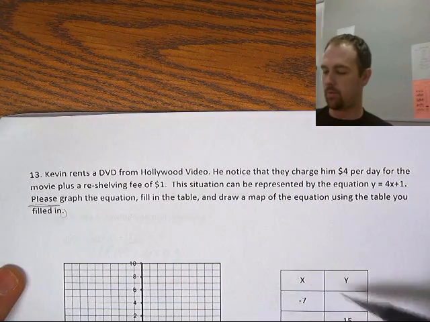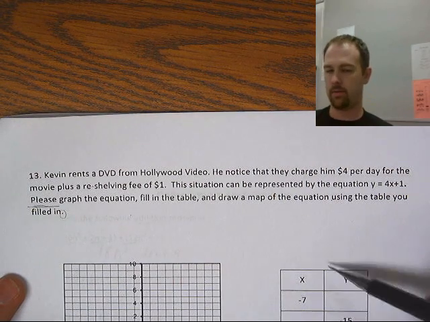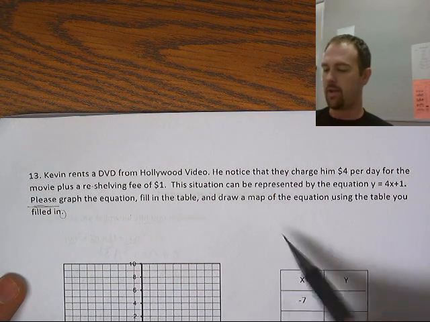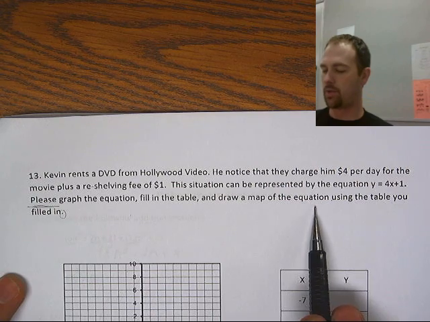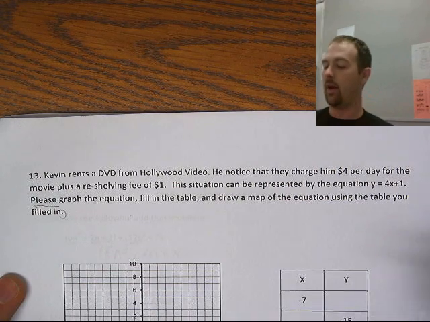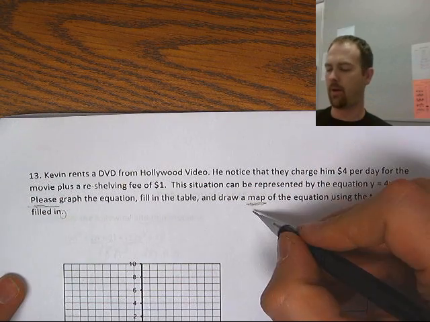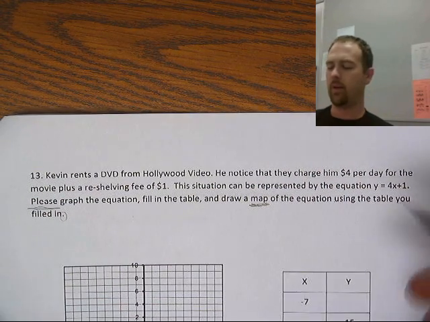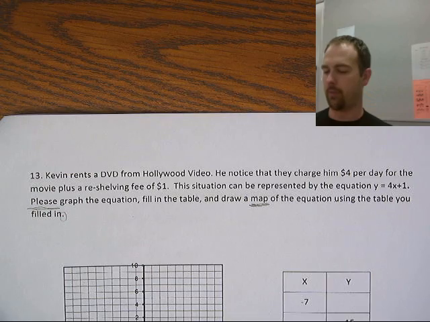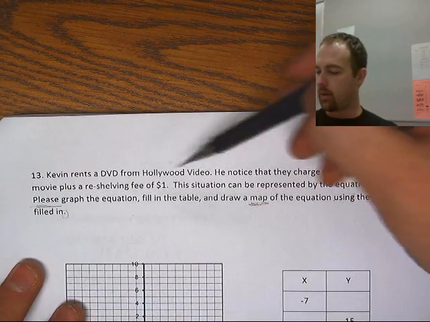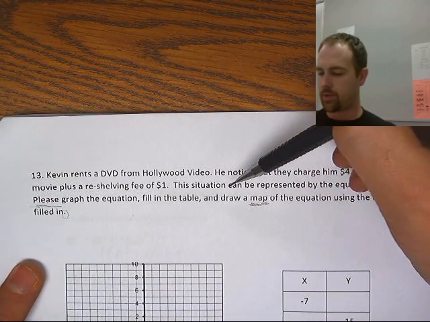Fill in the table. So we've got to fill this guy in based on the graph, and draw a map of the equation using the table you filled in. I guess we'll worry about what that map means in a minute. Okay, that's probably the one that most people forgot what it meant. We'll talk about that when we get there. Let's see. Going back up, let's see if we can figure out what our equation is.